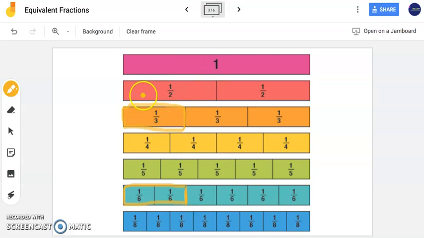Now, if I had 1/2 here, notice just like my previous problem, I can draw my line going down and I see that it hits right here, which here I have 1/4 and 1/4, which is 2/4, which we proved was equivalent to 1/2.